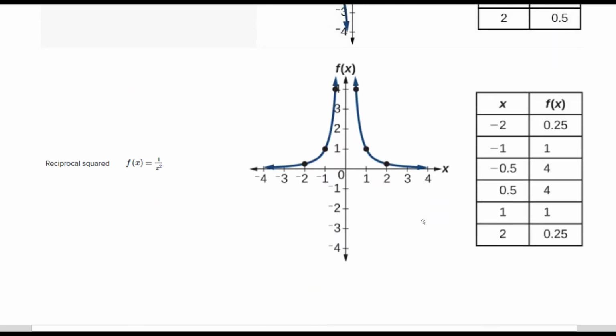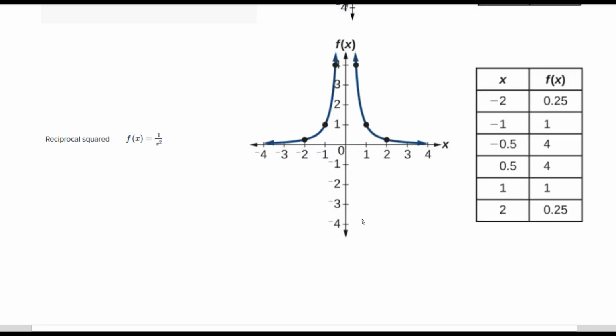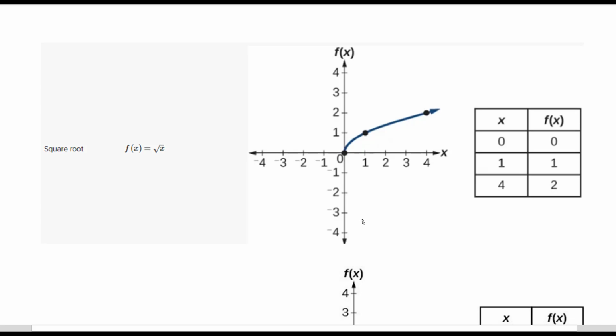But if you square this 1 over x, you get this kind of a shape where they're both positive because you square out the negative, and this actually gets to be steeper. Okay. And here is a square root function. So notice it starts at 0 and goes to the right. There's no negatives there because you can't take the square root of a negative and have a real answer. You can have imaginary but not real.